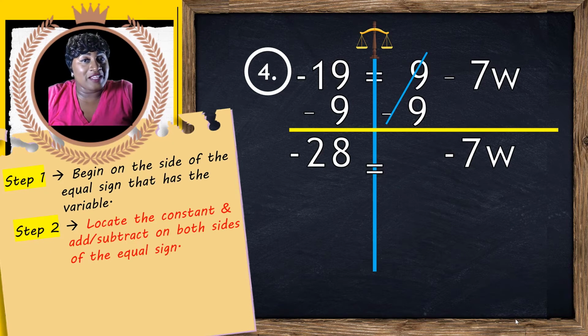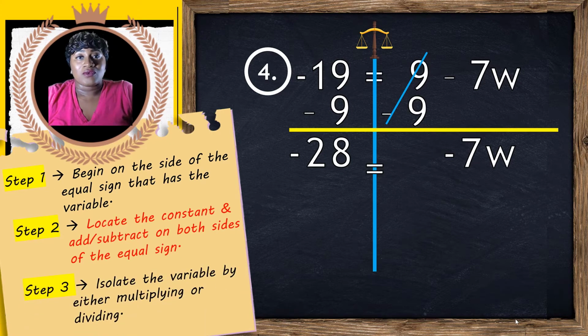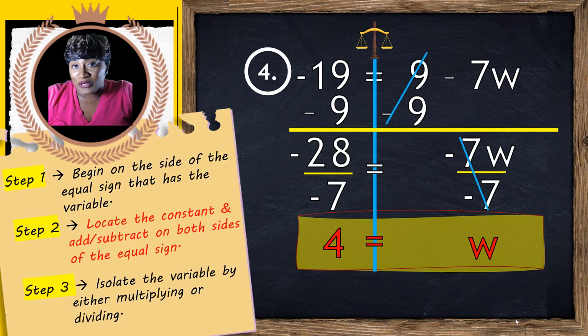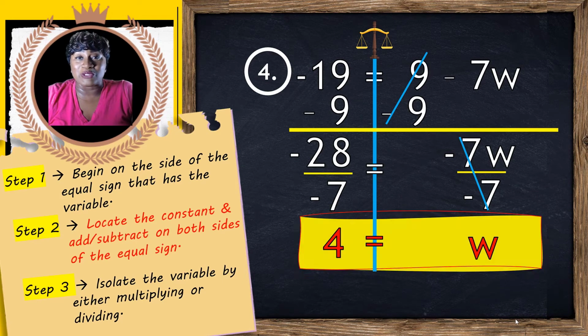We see that negative 7w, well, first it was minus 7w, but the minus sign made the 7 become negative. Now we will move on to step 3. We will isolate the variable by either multiplying or dividing. Here, negative 7 is being multiplied times w. So to isolate it, we will use inverse operations and divide both sides of the equal sign by negative 7. This leaves us with w equals positive 4. Our final answer is w equals 4.